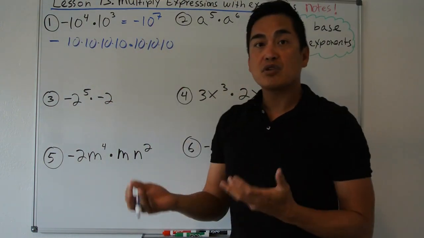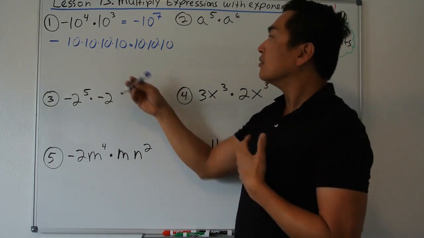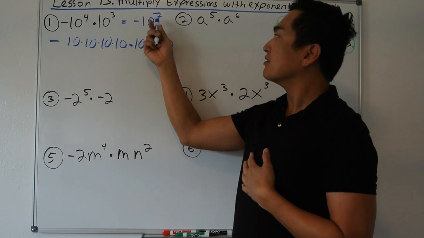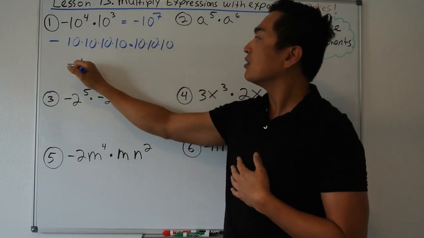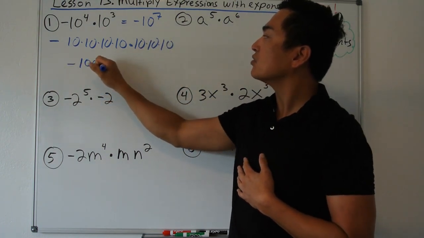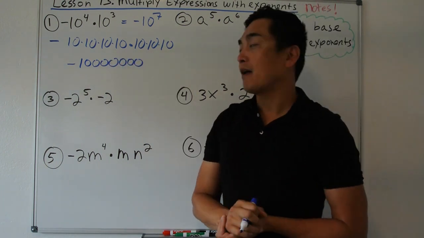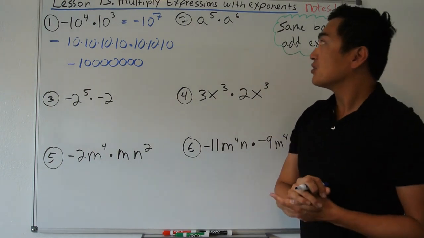But since they're numbers, we have to multiply 10 times 10 times 10. In fact, 10 to that power just means 7 zeros. So negative 1 with 7 zeros. 1, 2, 3, 4, 5, 6, 7. Alright? But for number two, same thing.